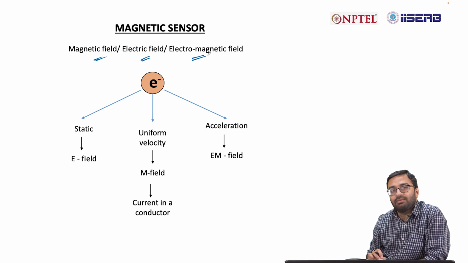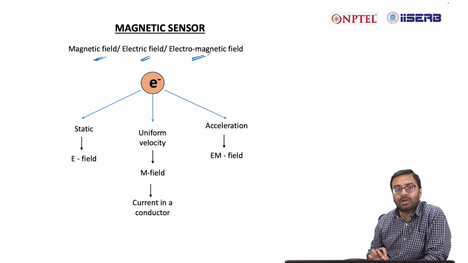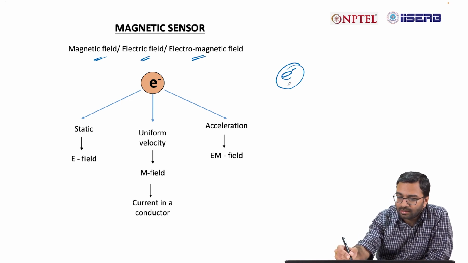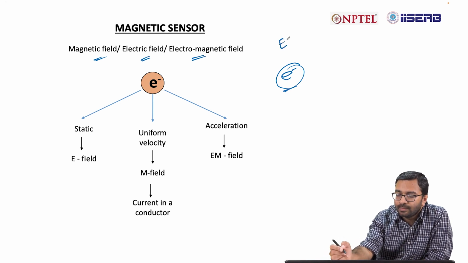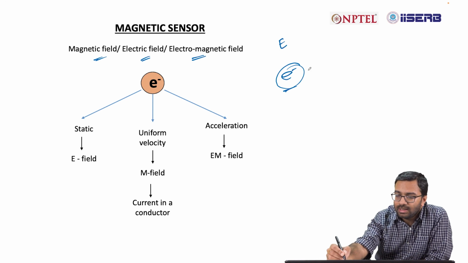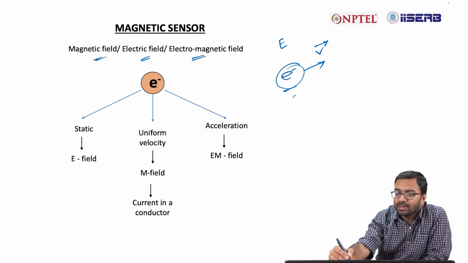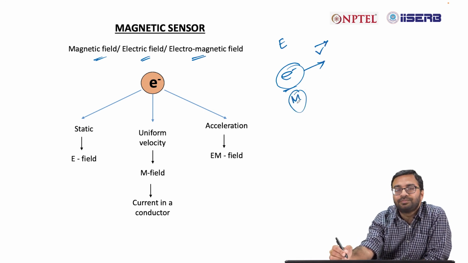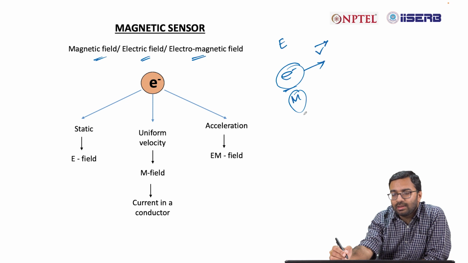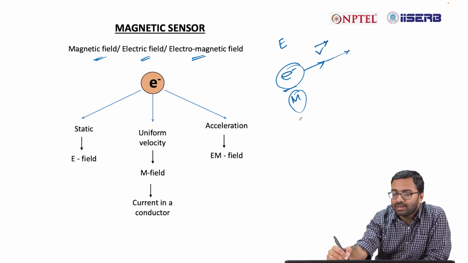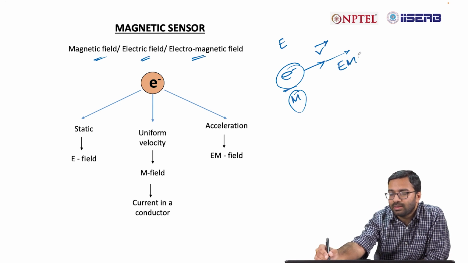then what we can consider is the movement of an electron. If you have an electron which is static, then it will create an electric field. Now let us say the electron has started moving with a uniform velocity, then it will create a magnetic field, and when this electron moves with an acceleration, then it will create an electromagnetic field.